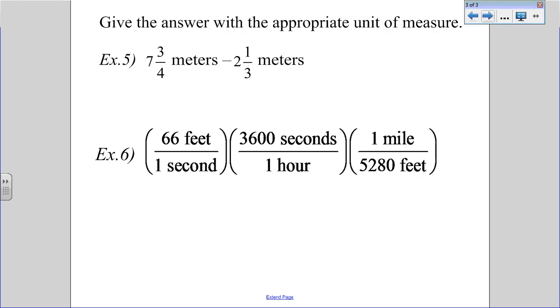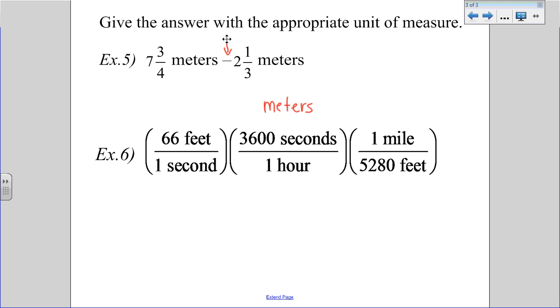We need to give the answer with the appropriate unit of measures. So we need to look at what our operation is. We're subtracting, and then we need to figure out what the units of measure are. We have 7 3/4 of a meter minus 2 1/3 meters. Because they're both in meters, we know that we can subtract them, and our answer is going to be in meters. What we need to do is subtract these. So we have to figure out how to subtract them.